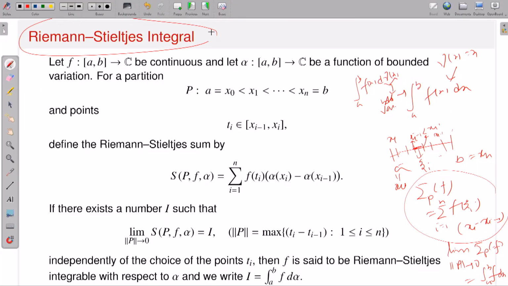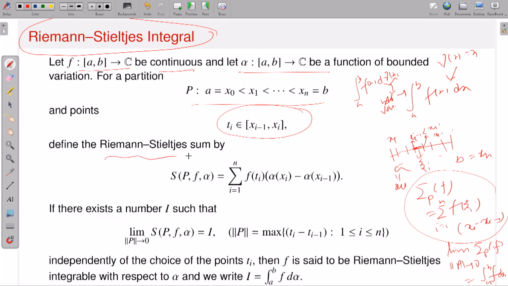So it is just a parallel extension of the Riemann integral, but this time I am integrating with respect to a function of bounded variation. Let f be a map from the closed interval [a,b] to C, a continuous function. Suppose you have a function alpha from [a,b] to C of bounded variation, which I already discussed in my last lecture. Now consider a partition P of [a,b], where a equals x naught, x1, up to xn equals b. I am considering any point t_i inside the interval x_{i-1} to x_i.